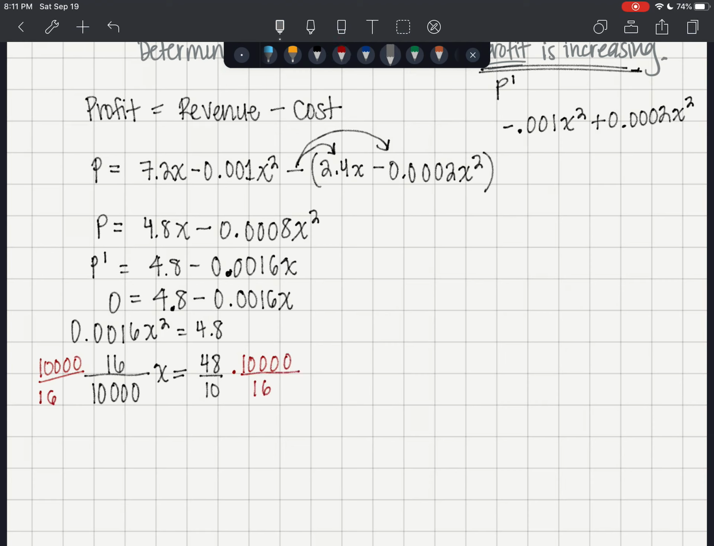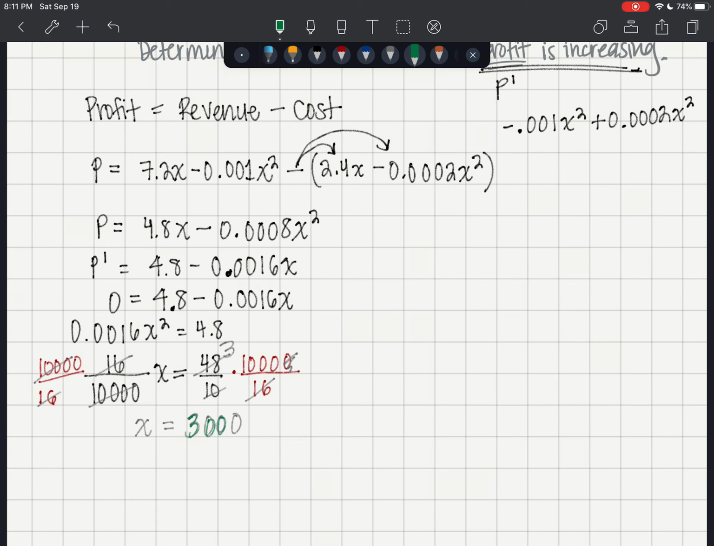See, this is all me without picking up a calculator, partly because my calculator is in another room. The other part is because we should be able to do this, right? We should be able to do numbers. 48 divided by 16 is 3. 3 times 1,000, that's 3,000. See, it really wasn't that bad.